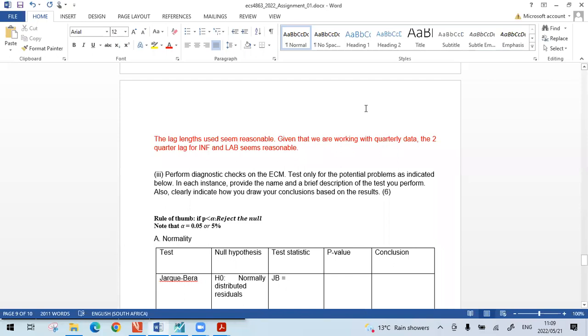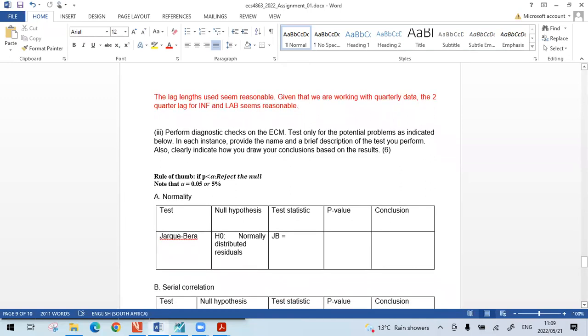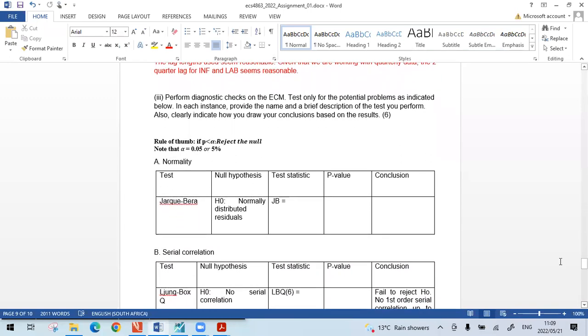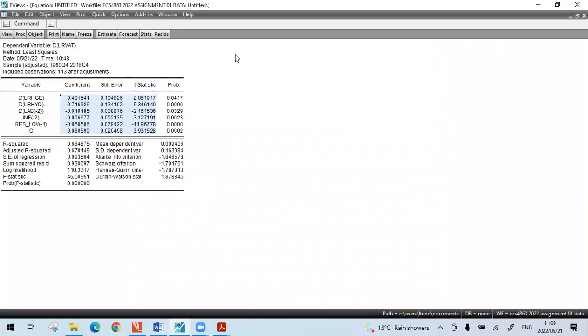Let's move on to the diagnostic checks. We do it quickly. Remember, we want to finish by 12. Let's move on to the diagnostic checks. But before we do that, guys, this is very important. You are going to be doing diagnostic checks on the ECM. So ECM is an important equation. We need to save it. Let's not forget to save it.